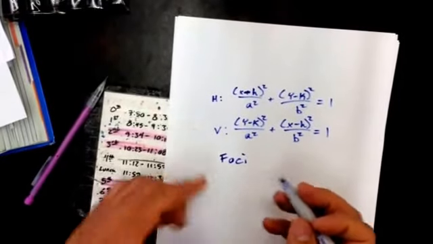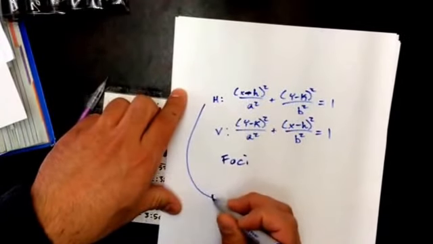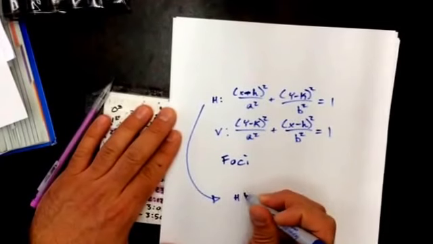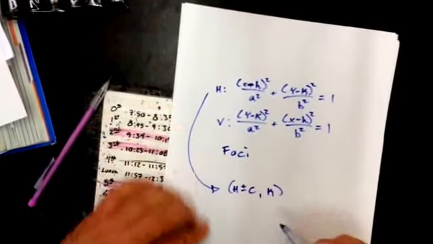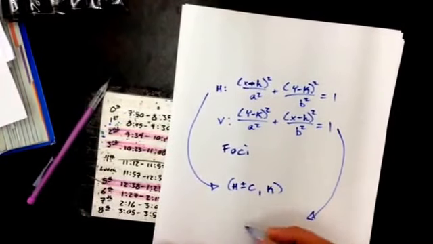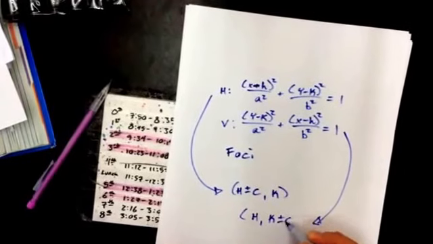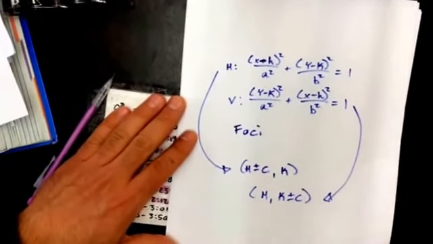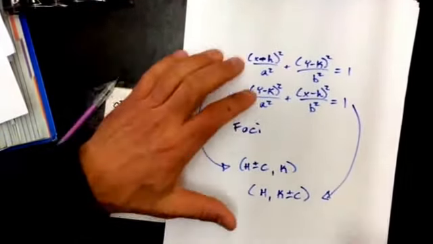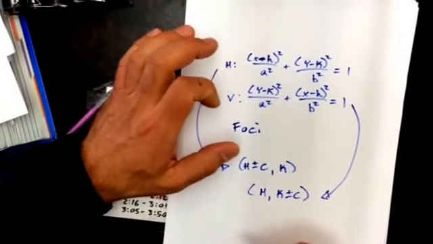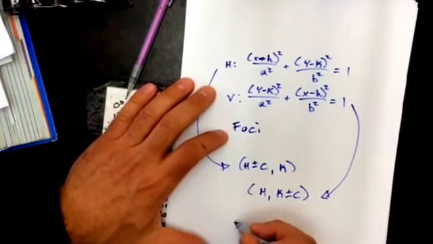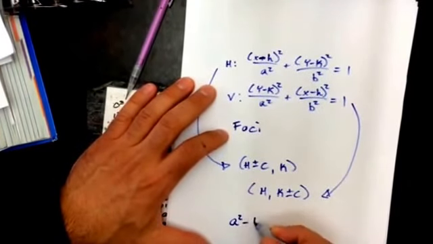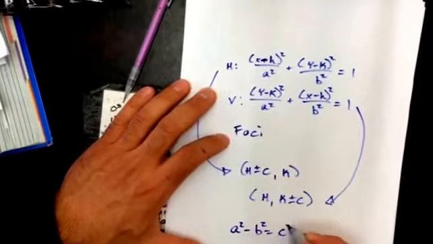To find the foci, for a horizontal, you're going to do h plus or minus c, comma k. For a vertical, you're going to do h, comma k plus or minus c. So how do we find the c because it's not in our equation? You guys remember the Pythagorean theorem that said a squared plus b squared equals c squared? Well, now that's a lie. What I want you guys to remember now is a squared minus b squared equals c squared.